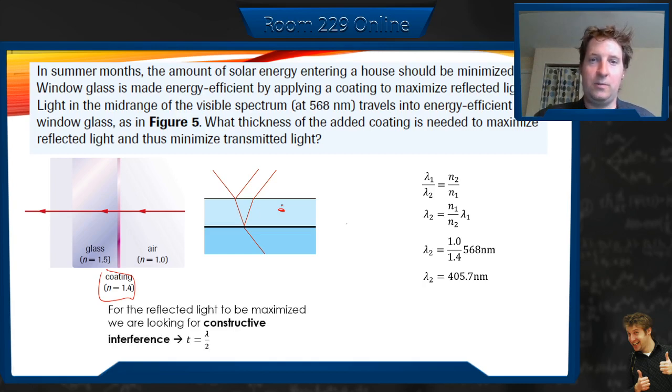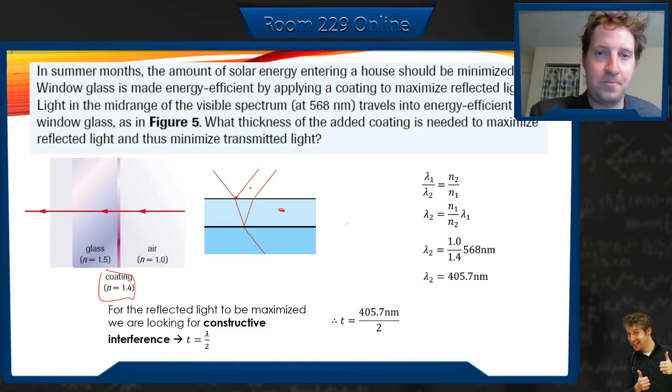Now, for us, we want to maximize reflected light, which means we're looking for constructive interference. Now, this is going to mean lambda over 2. And now you may be saying that doesn't make sense because in the previous example you said lambda over 4 would make constructive interference. But you have to remember that there's going to be a phase change here and a phase change there. So we're going to have a pi shift there.